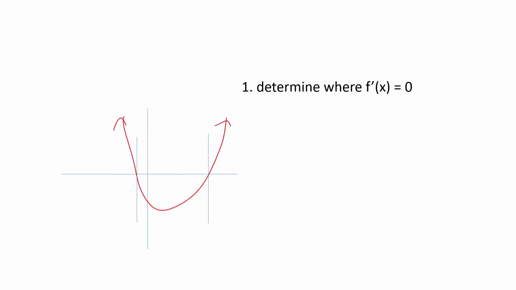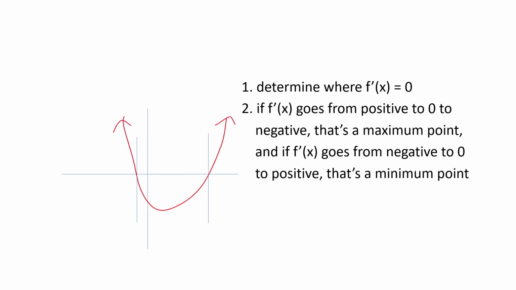We're going to determine where f prime of x is equal to 0. If f prime of x goes from positive to 0 to negative, that's a maximum point, and that's what's happening right here. The y values are going from positive to 0 to negative, but remember, this is y equals f prime of x, so what we're really saying is the f prime of x is going from positive to 0 to negative, and f prime of x is going from negative to 0 to positive here. So we know that we're going to be having a minimum point at this other x value. And so we draw the most appropriate curve we can.